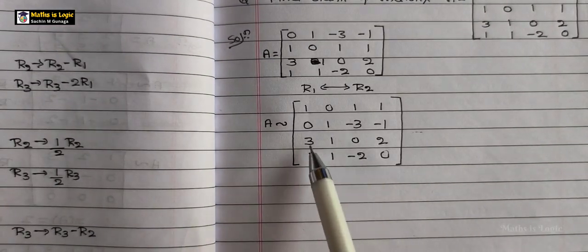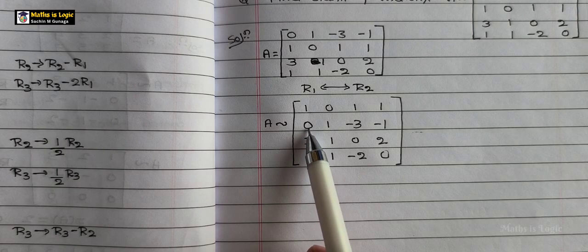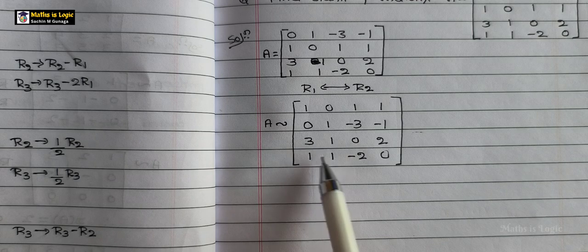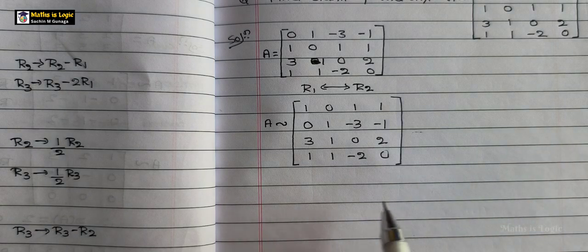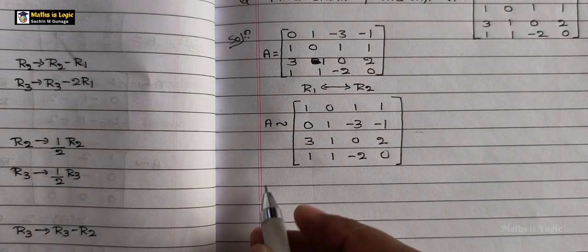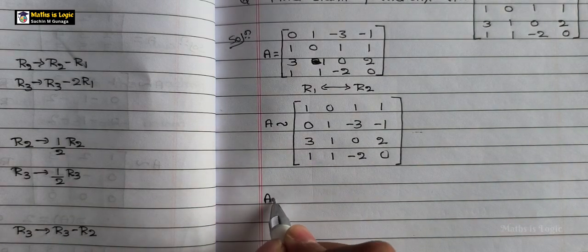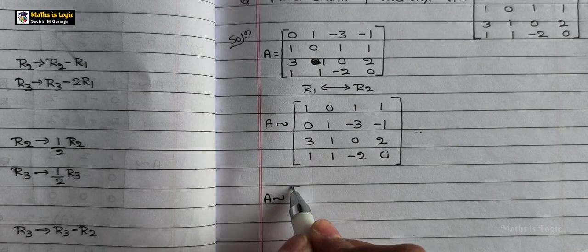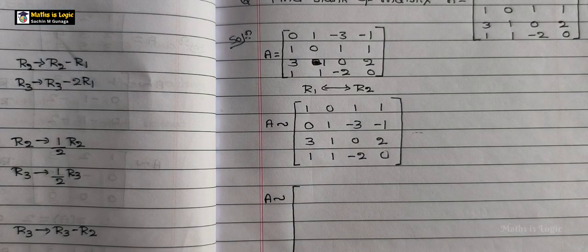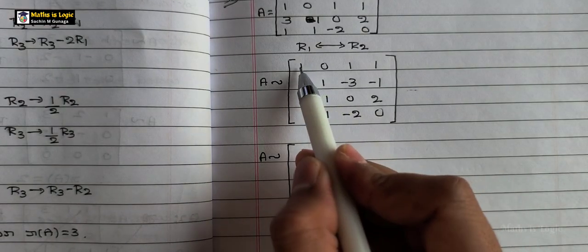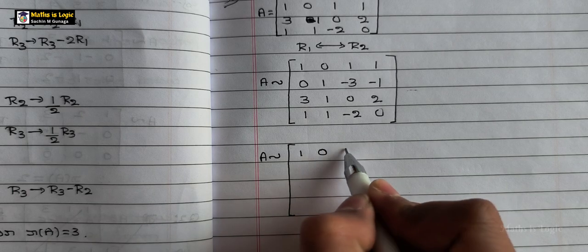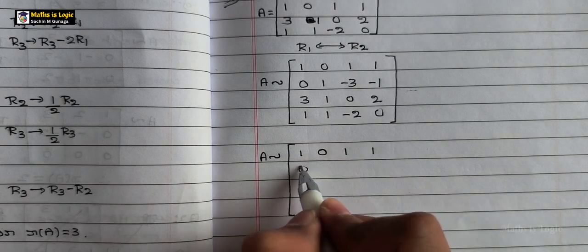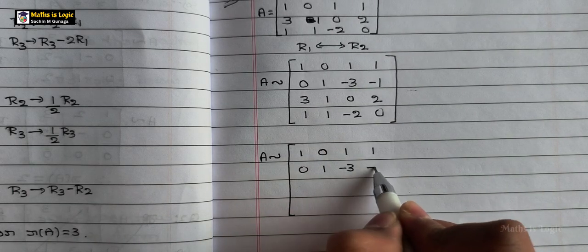So next, already the second row's first element is 0. Now we need to make the third row's first element 0 and the fourth row's first element 0. So for that again we are going to apply the row transformation. Therefore A transformation. So right here we are not changing the first row as well as the second row, so keep it as it is: 1, 0, 1, 1, 0, 1, minus 3, minus 1.